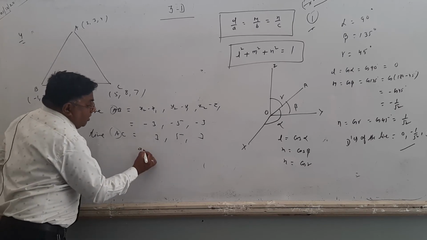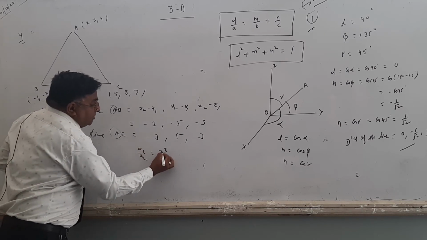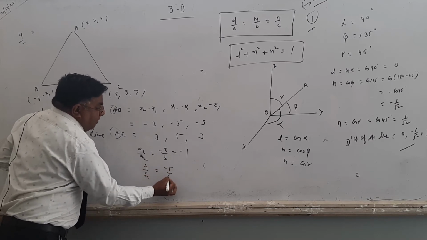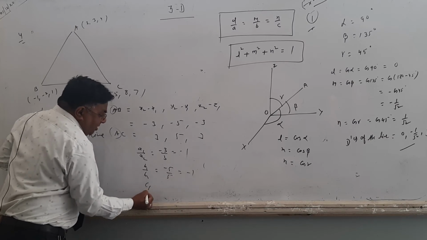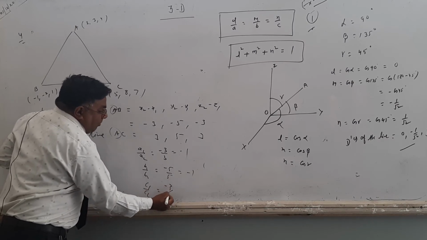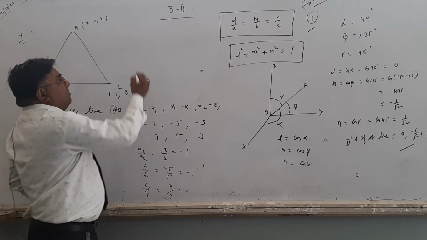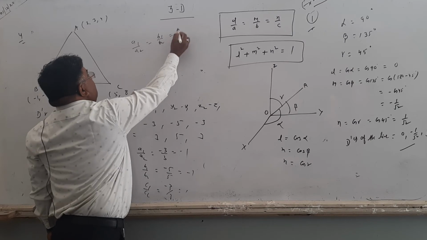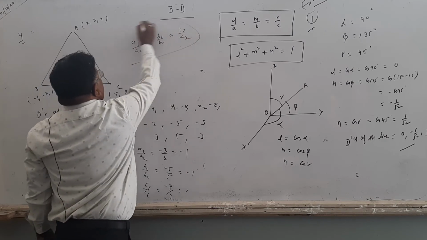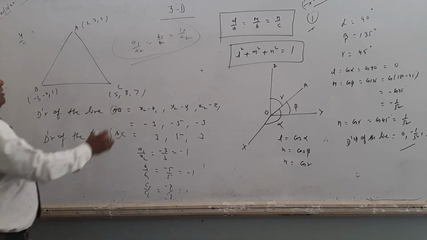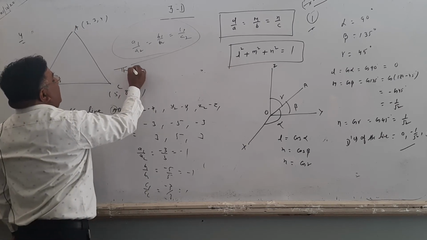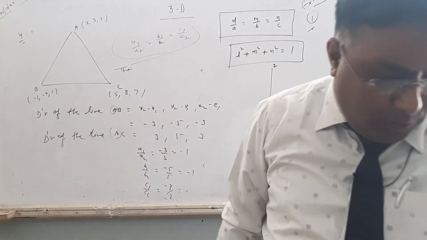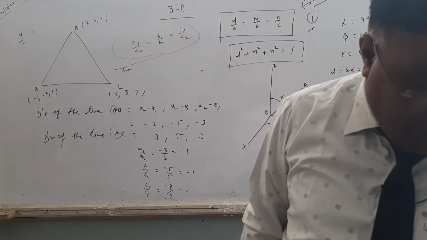So what is the condition? Now A1 upon A2 equals -3 upon 3, that is -1. B1 upon B2 equals -5 upon 5, that is -1. And C1 upon C2 equals -3 upon 3, that is -1. That is, A1 upon A2 equals B1 upon B2 equals C1 upon C2. This is the condition for lines to be parallel. Since A is common, the 3 points are collinear. So points A, B, C are collinear. That is the condition: A1 upon A2 equals B1 upon B2 equals C1 upon C2.